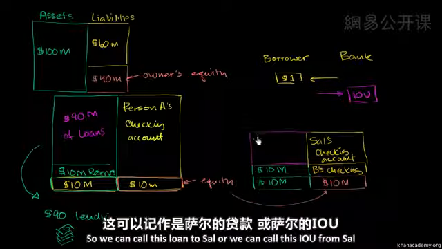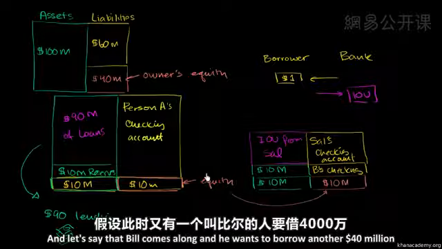So we could call this loan to Sal, or we could call this IOU from Sal. And let's say that Bill comes along. I'm just making up names.